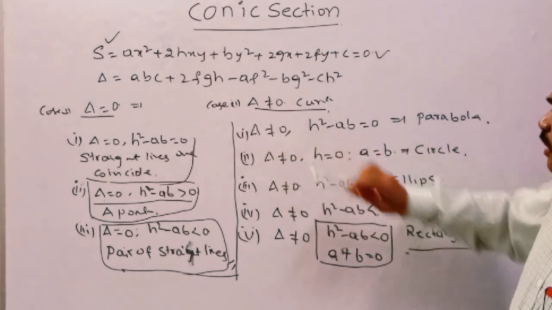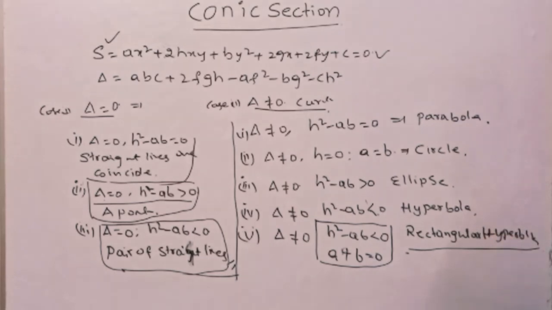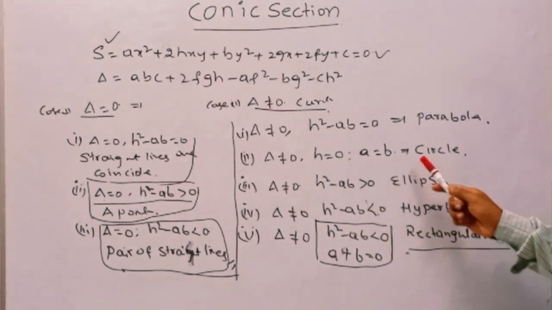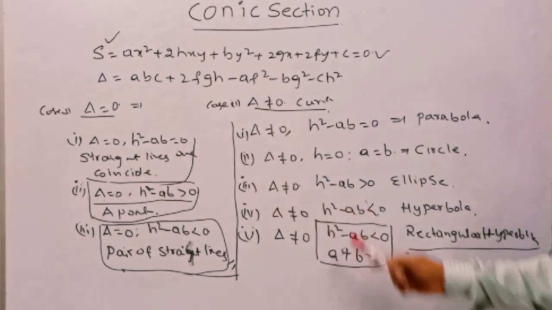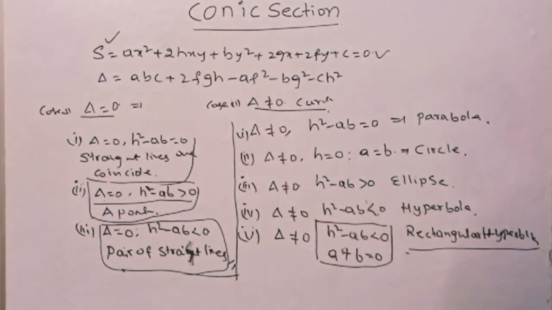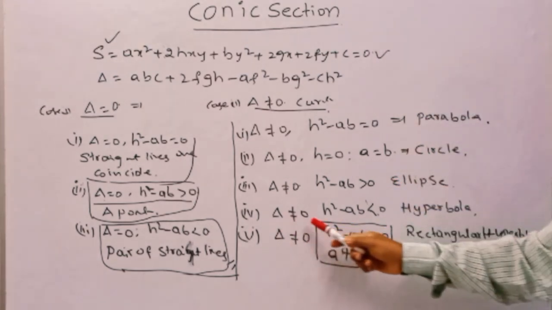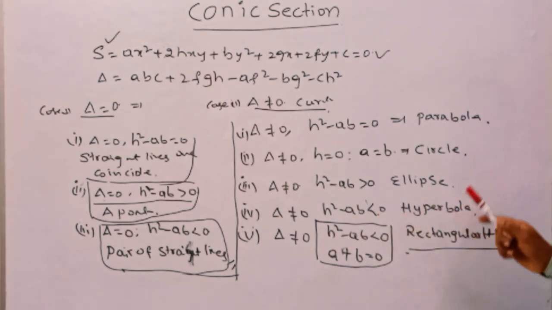So delta not equal to 0, h square minus ab is equal to 0, it represents a parabola. Delta not equal to 0, h is equal to 0, a is equal to b, it represents a circle. Delta not equal to 0, h square minus ab greater than 0, it represents an ellipse. Delta not equal to 0, h square minus ab less than 0, it represents a hyperbola.